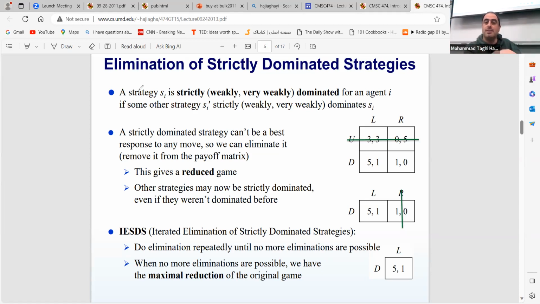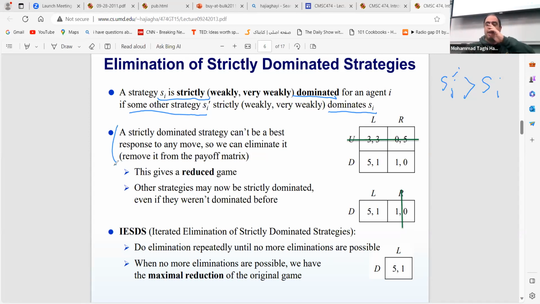But another thing that we can use: so far we talked about dominant ones. Now let's talk about the dominated ones. What are the benefits that we can get from this? So here, a strategy SI is strictly, weakly, or very weakly dominated for an agent I if some other strategy S prime I strictly, weakly, or very weakly dominates SI. So in some sense, we will say S prime I is better than SI. Good. So here we have considered dominant, and now we talk about the dominated.